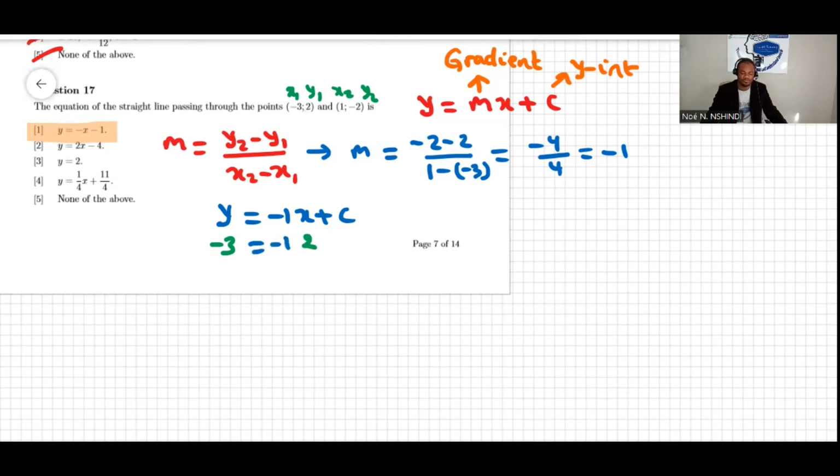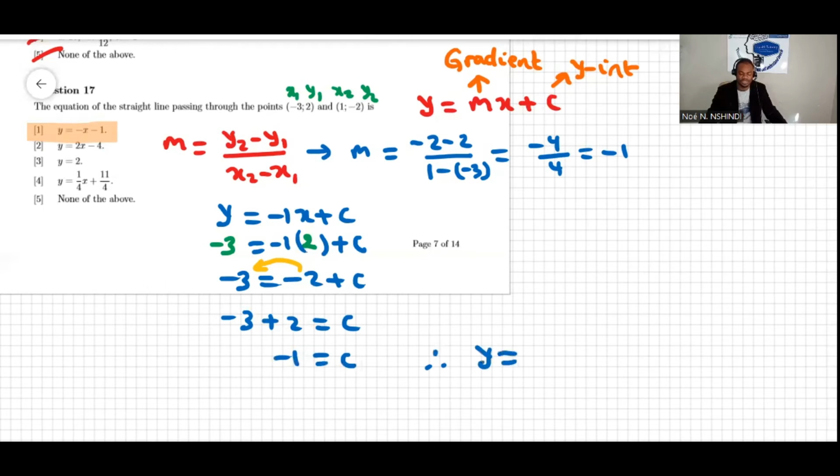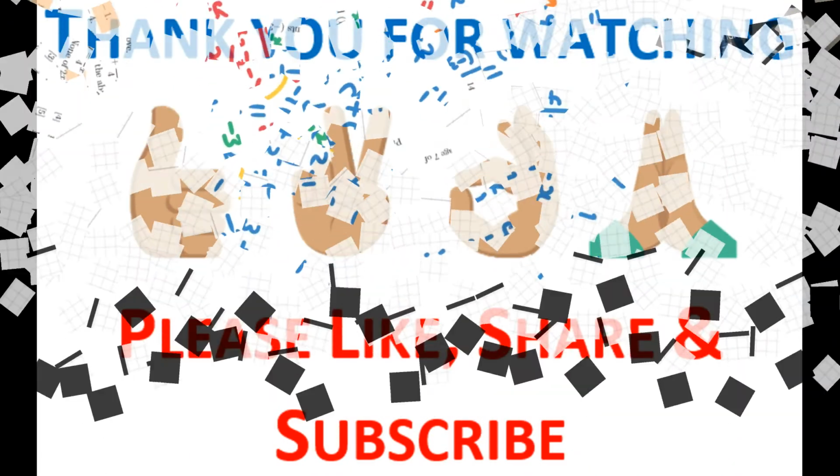So 2 is equal to -1 times -3 plus c, and that makes 2 equal to 3 plus c. To get the value of c, I'll move the 3 over, and then this becomes 2 minus 3 equals c, and this makes c equal to -1. Therefore, the equation of the line is -1x, but we don't need to write -1x, just say -x. It means -x minus 1. So that's alternative 1. Thank you. The next question will be on the next page.